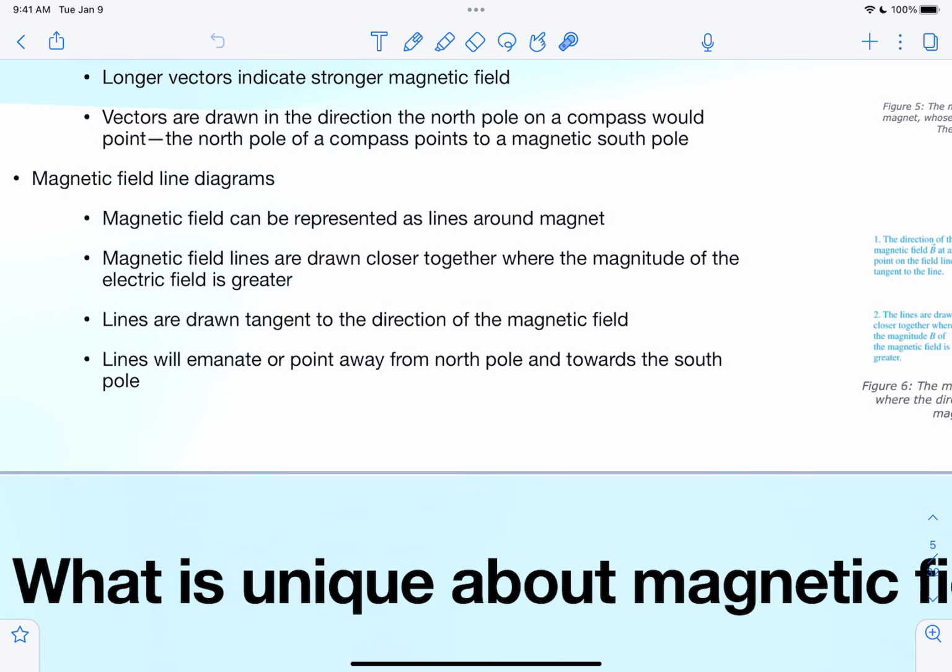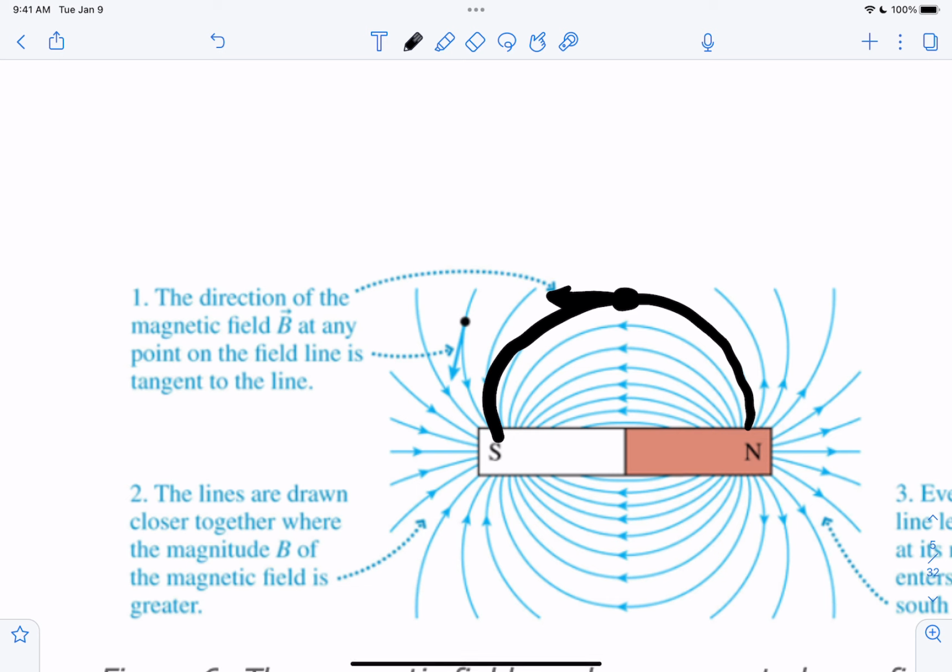So if you have north, south, here is your magnetic field line, right? And it's drawn tangent to the line, right? So it's along the direction of the line. Tangent just means along the direction of, or adjacent to.